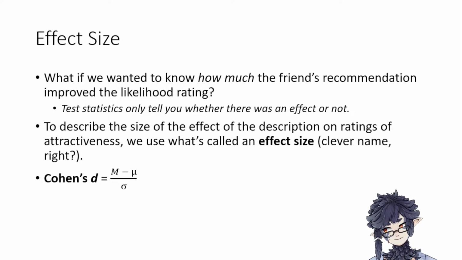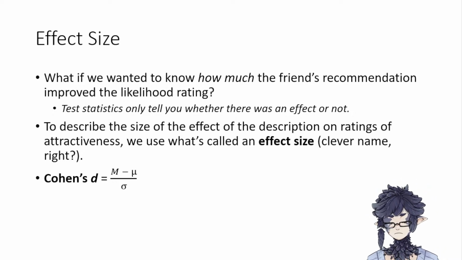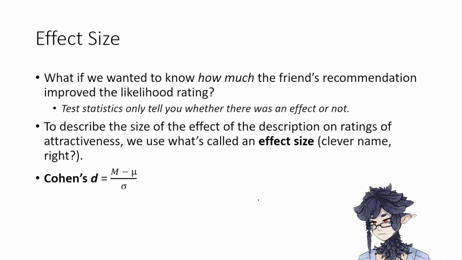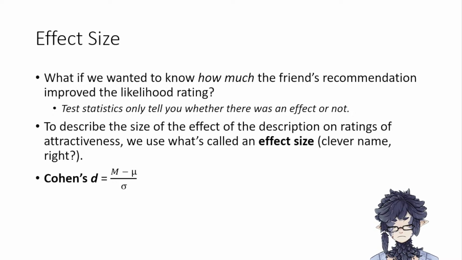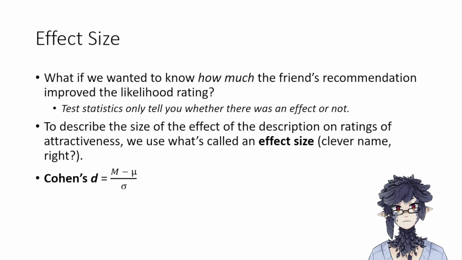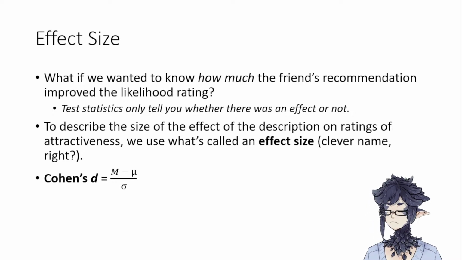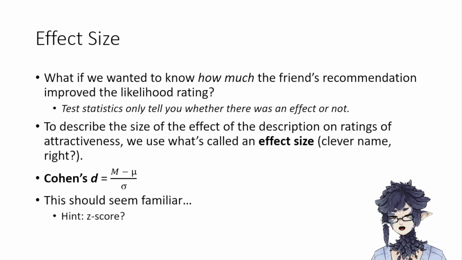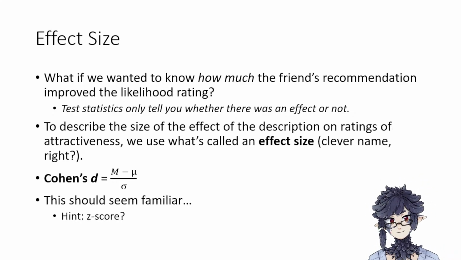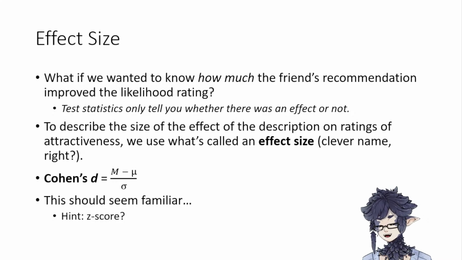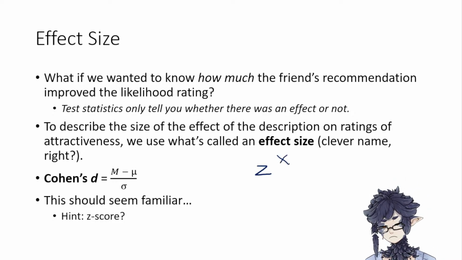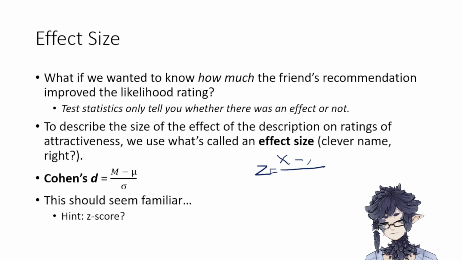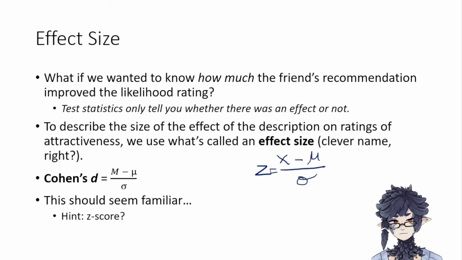Oh. Anyway, Cohen's d. Here's the formula for Cohen's d. It is the sample mean minus the population mean over the standard deviation. And this might look kind of familiar if you're familiar with other formulas that we're dealing with. It looks a lot like the z-score. It is doing basically the same thing as the z-score. The z-score for a single score was the single score minus the population mean over the standard deviation.